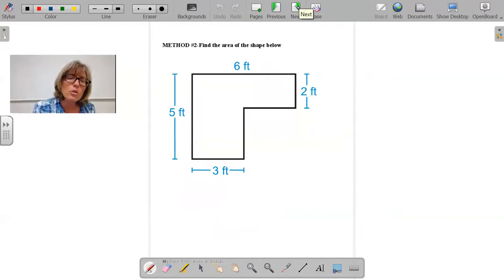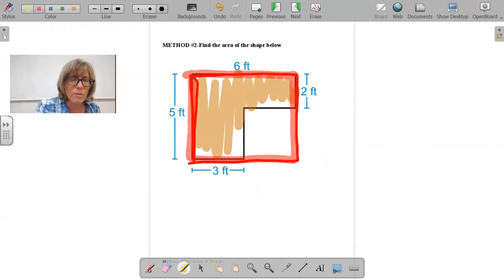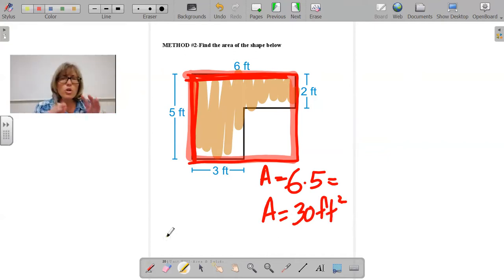So another way you could visualize the area here, the orange area, is by first finding the area of this larger outer rectangle, the area of that length, 6, width times 5. So that's 30 feet squared. And then to take out this empty space area.